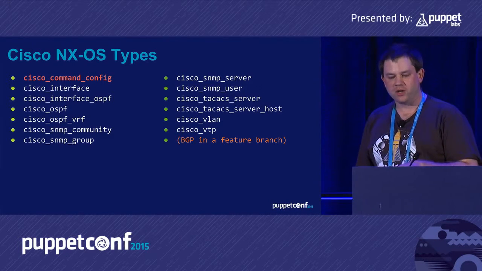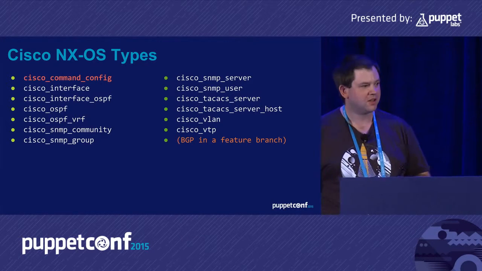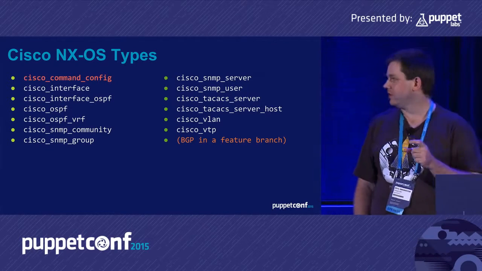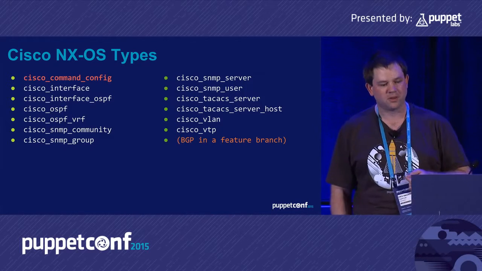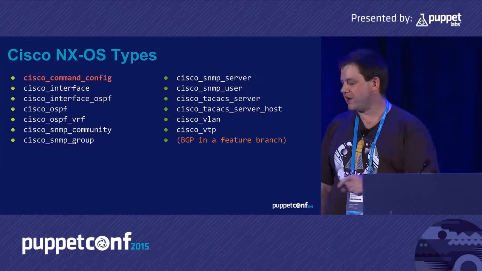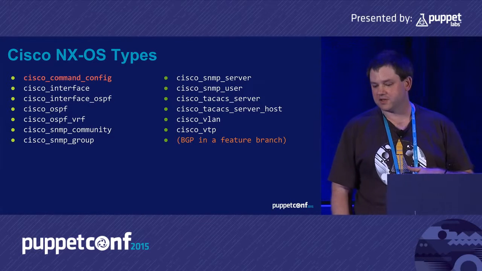That list is growing, and also what's highlighted in red in the upper left, Cisco command config. That is where you can actually define a chunk of a show run as a Puppet type and have that configuration applied to a Cisco. So that is our crutch. That is our crutch while we build out more of these nerd knobs to support more features on these devices.